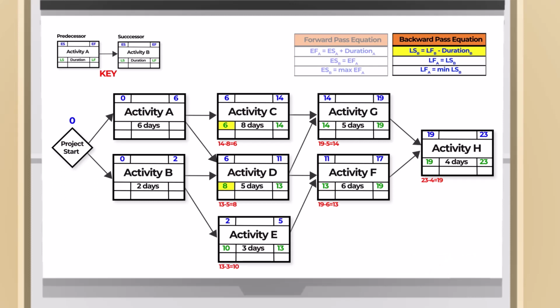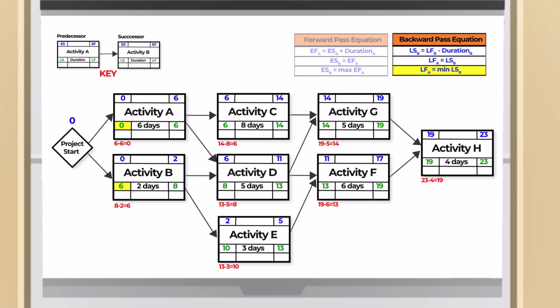Let's have Activity A, late finish. We have two successors. The minimum of the two will be 6. Activity A, late start, will be late finish, 6, minus the duration, 6, equals 0. Lastly, Activity B, late finish. We have two successors. The minimum of the two will be 8. Activity B, late start, will be late finish, 8, minus the duration, 2, equals 6.